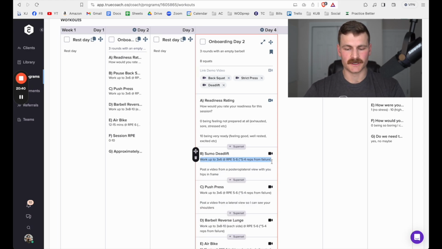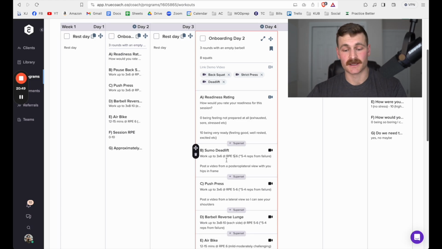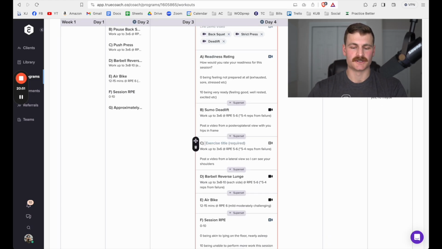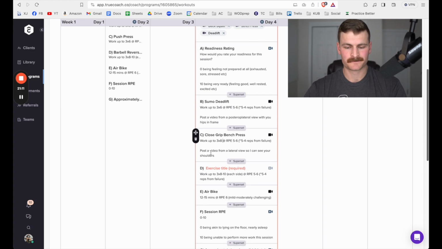Same sort of split here. I think 3 sets of 6 at RPE 5 to 6 is a totally fine place to start. Again, this onboarding week is just my best attempt at drawing a line in the sand and seeing how they respond and then changing it up after that. So sumo deadlift, and then how about maybe a close grip bench press? Okay, just with bench press, I might bump up the volume just a little bit, just because that's my bias and that's what feels right for me.